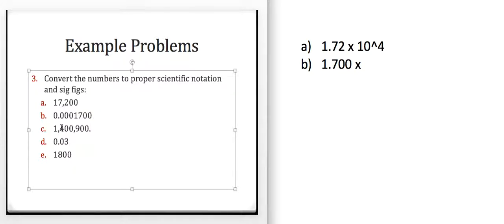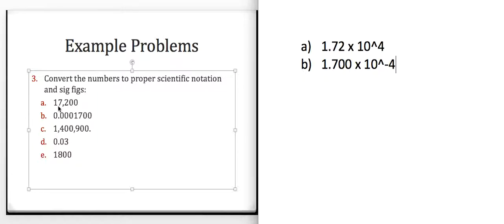And this time, this is a small number. So I'm moving my decimal point over 1, 2, 3, 4 places. But it's not going to be to the positive 4. This is to the negative 4. Because if you think of it this way, I'm taking my coefficient and I'm making it bigger by moving the decimal point to the right, which means my exponent has to go down.